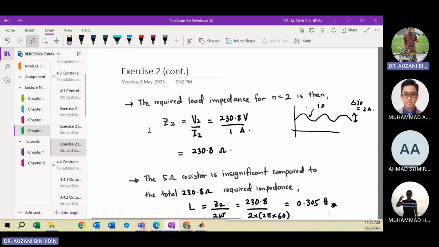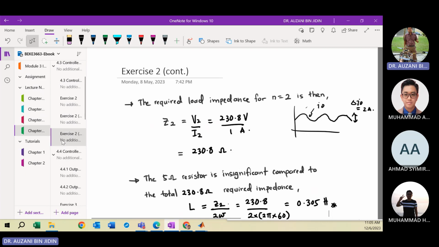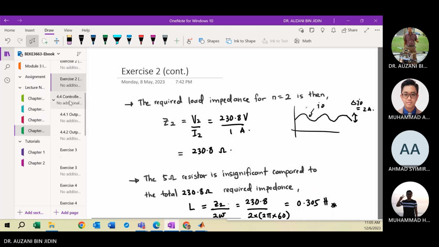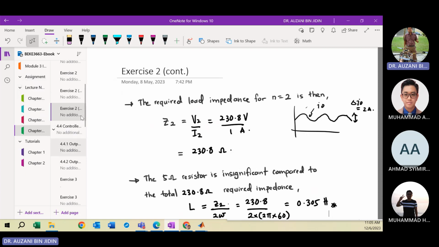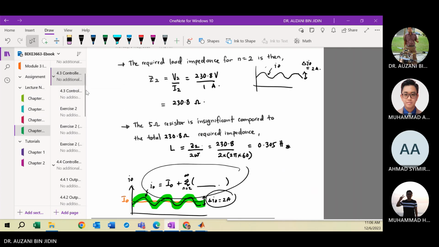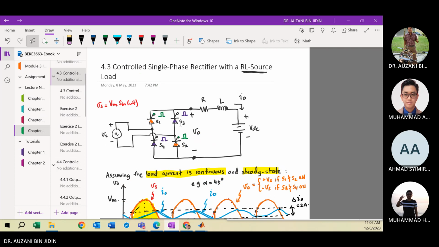Okay, so today we proceed to discuss the last chapter on control rectifier. Before we go further to discuss three-phase rectifiers, let's take a look at the exercise that we discussed last week. Okay, ready?